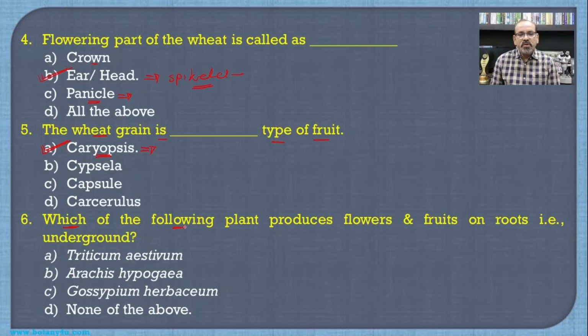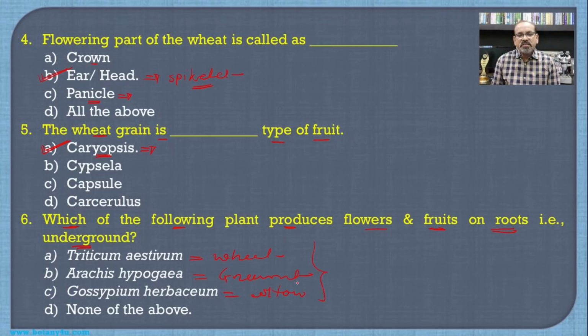Then, which one of the following plants produces flowers and fruits on roots, that is underground? Whenever you see such a question, you may immediately think of groundnut. But here, Triticum aestivum is a wheat, Arachis hypogaea is groundnut, and Gossypium is a cotton plant.